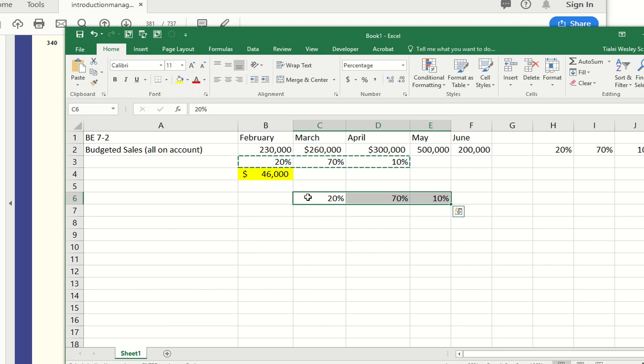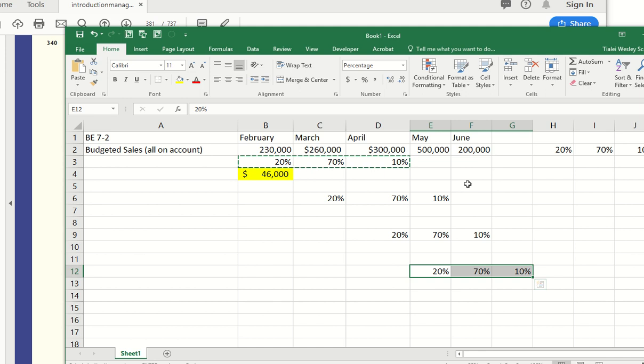20% of the March sales will be collected. 70% of the 260,000 will be collected in April. 10% of the 260,000 will be collected in May. Same thing for April: 20% of April sales, and we could continue on and on. Let's see how that goes.